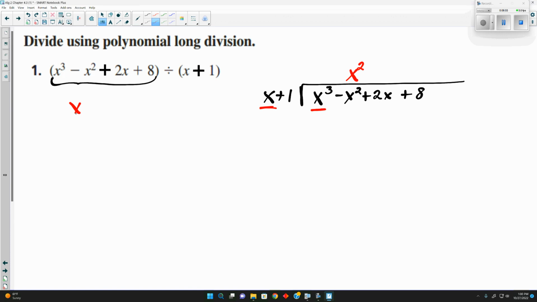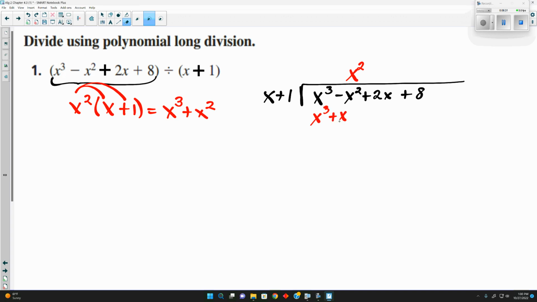So we'll start out with x squared times x plus 1. We can do this work off to the side so we can see it. X squared times x is x to the third, like we wanted. X squared times 1 is going to be plus x squared. Then we will put it underneath, so we will have x to the third plus x squared. Any questions on any of this so far?